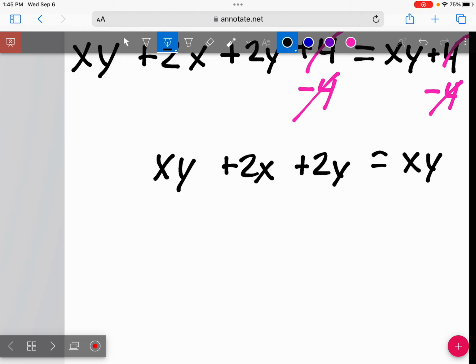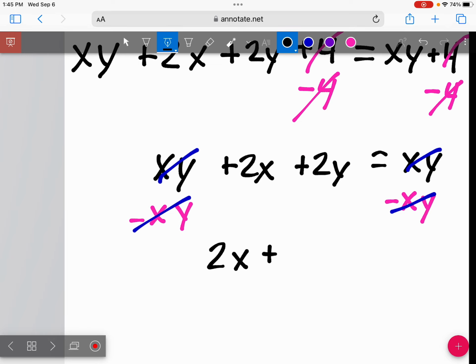What can I do to get the xy away from over here? Super close. It's already being added, so what do we need to do? Subtract it. Let me subtract xy from this side, because I'd really like him to leave. Minus xy. When I do that, that guy cancels out. And that one cancels out. So we're left with, when does 2x plus 2y equal 0? Because there's nothing left on that side.